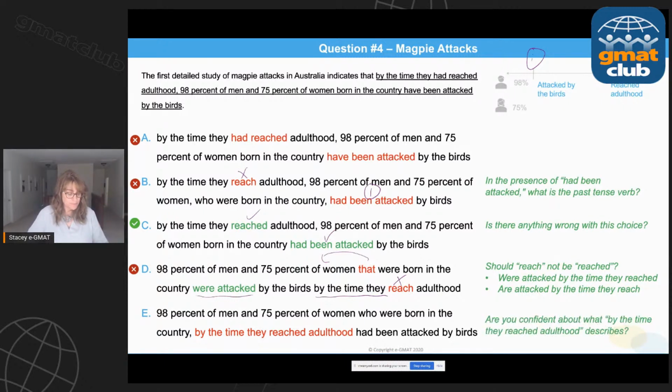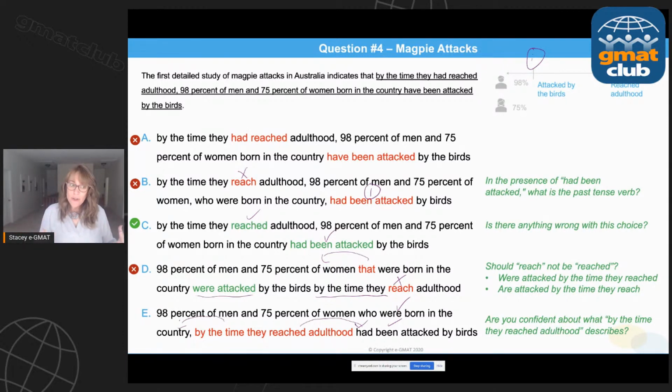Now, choice E. Look here, the verbs are fine. We have "had been attacked," that checks out, okay, and "were born," checks out. But this modifier, "by the time they reached adulthood," is what we call a squinting modifier. It's really confusing what this modifier is modifying. By the time they reached adulthood, is this modifying "had been attacked," or is this modifier modifying "were born in the country"? Were they born in the country by the time they reached adulthood, or had they been attacked by the time they reached adulthood?